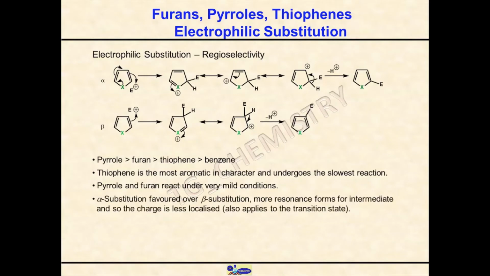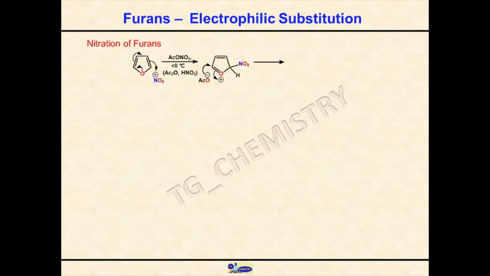Now regarding the position where the electrophilic substitution will be preferable, alpha or beta: the alpha substitution will be favored over the beta substitution, as you can see from the resonating structures, because it has more resonance forms for the intermediates, and the charge is more localized. For the beta substitution it is quite less localized, if you can say so. But apart from that, some beta substitution can also be observed, and that depends on the heteroatom and also on the substituents, that means the nature of the electrophile.